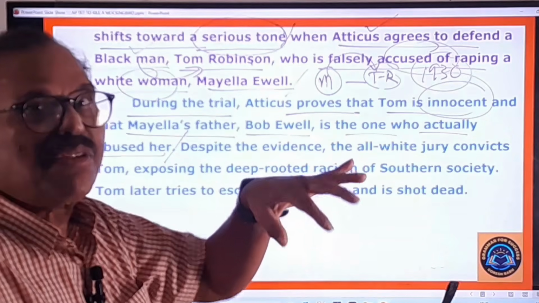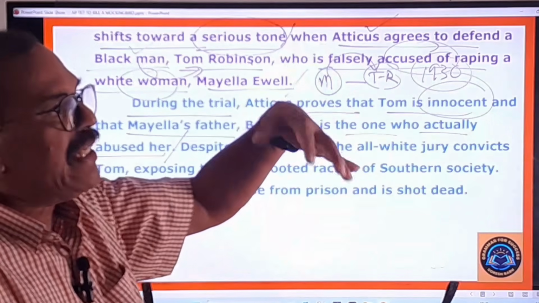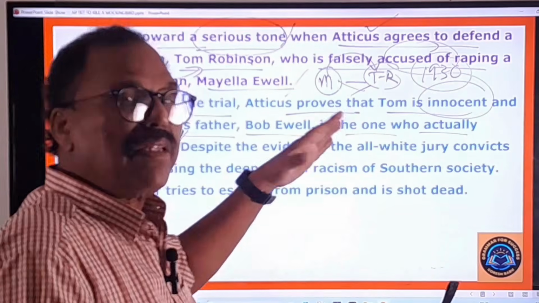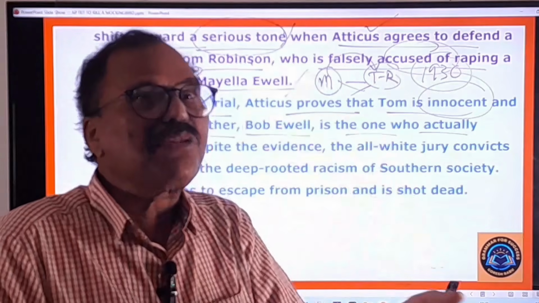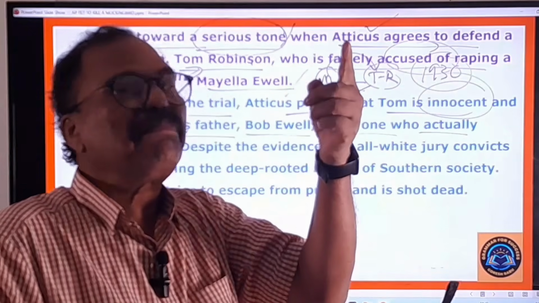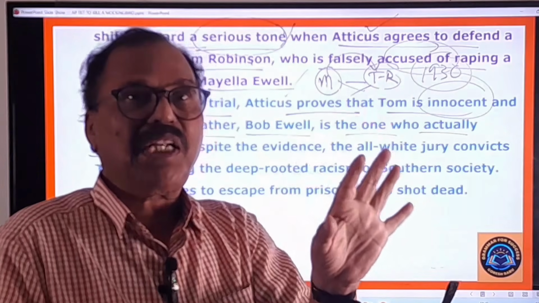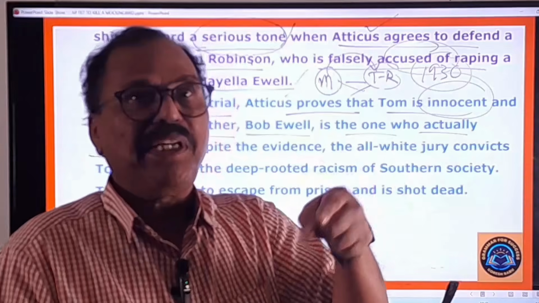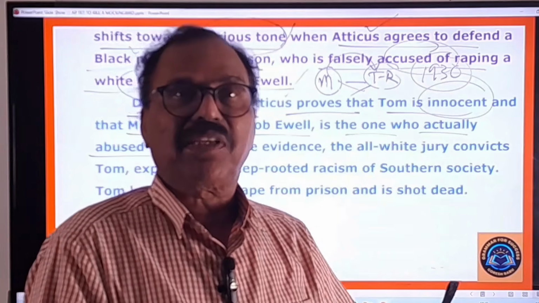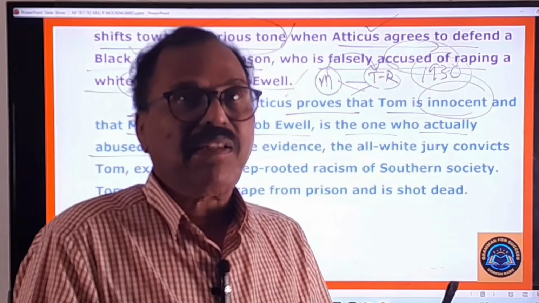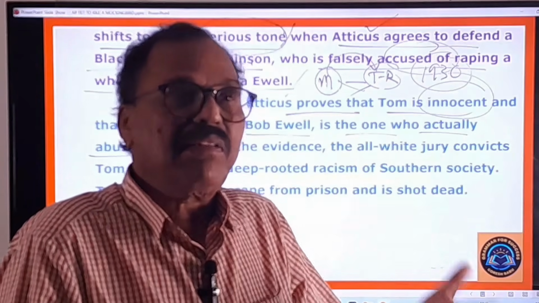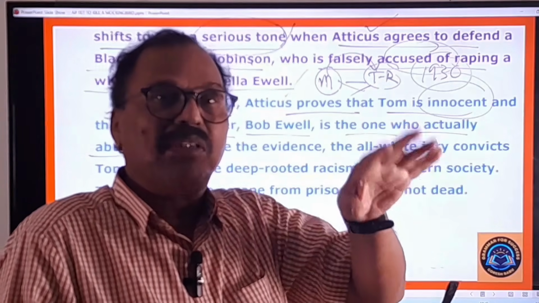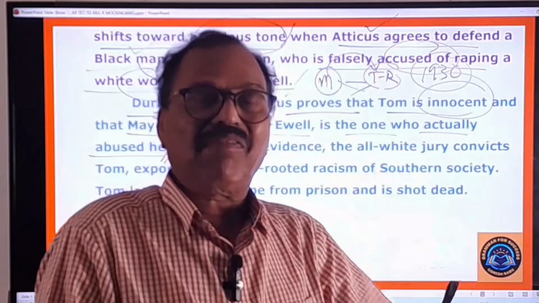After beating his own daughter very severely, Bob Ewell thinks that if the matter of beating his own daughter is known to the society, the people in the society will ask him why he has beaten his own daughter so severely. Then he has to reveal the reason for that. And thus they will definitely come to know that his daughter has fallen in love with a black man.